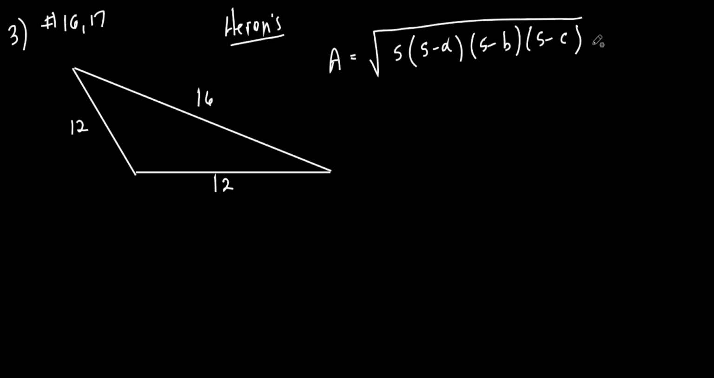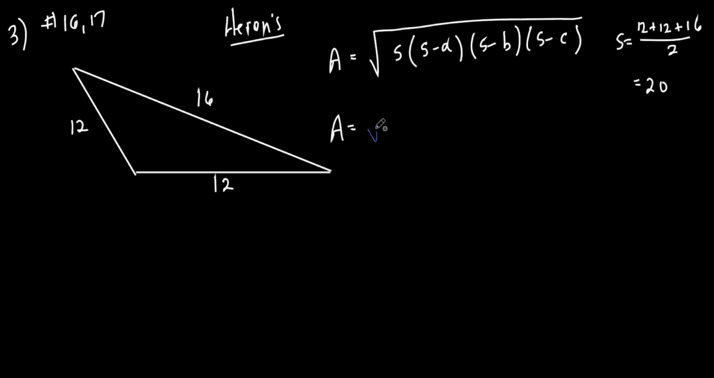So what in the world is a semi-perimeter? Well, the semi-perimeter is the perimeter, but what? Half of it. That's right. So let's find the semi-perimeter first. You add up all the sides. So 12 plus 12 plus 16 is 40, divided by 2 is 20. All right, so the semi-perimeter is 20.